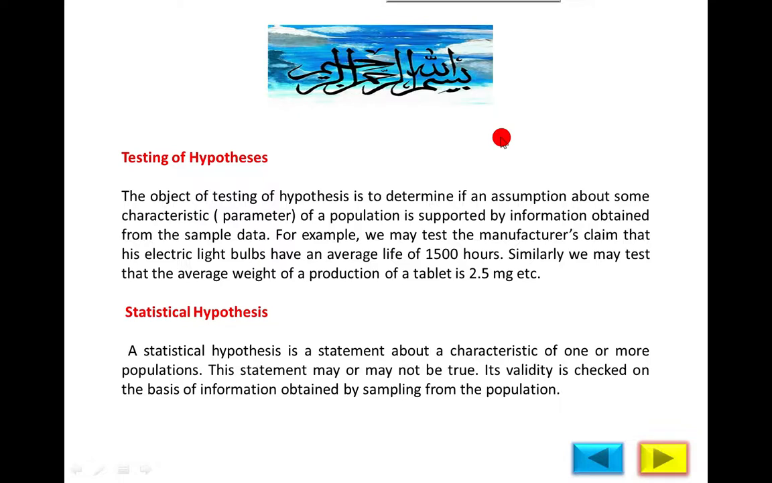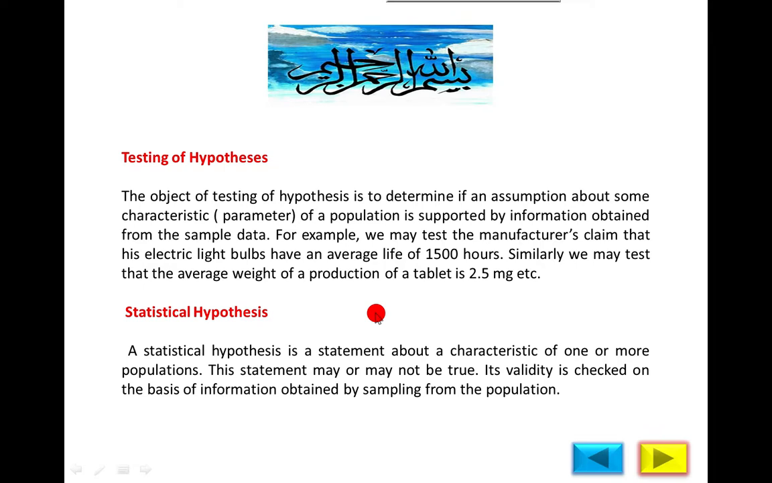This is the first video of your course. The topic is testing of hypothesis. In this video we will cover the testing of hypothesis in terms of definition, in terms of an example, a practical example, and in terms of numerical.